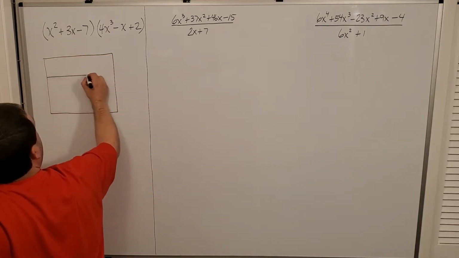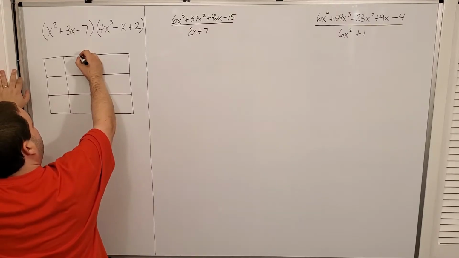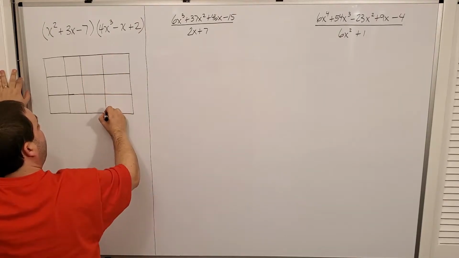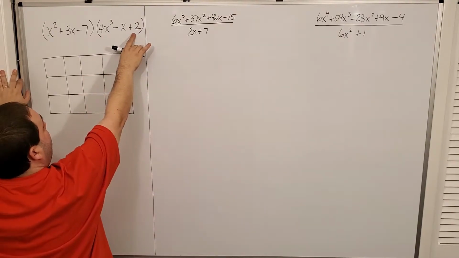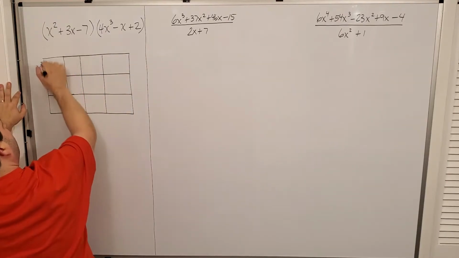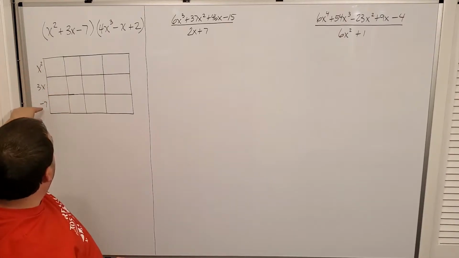I'm going to make 3 rows. And now I'm going to make 4 columns. And the reason why I need 4 columns, I know we only have 3 objects here. I'm going to list the objects on the side from the first guy. Okay? X squared, 3x, and negative 7.